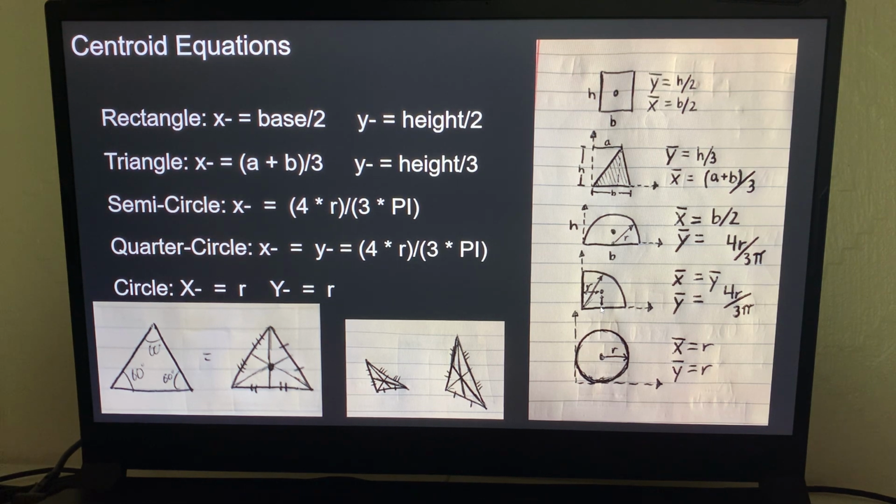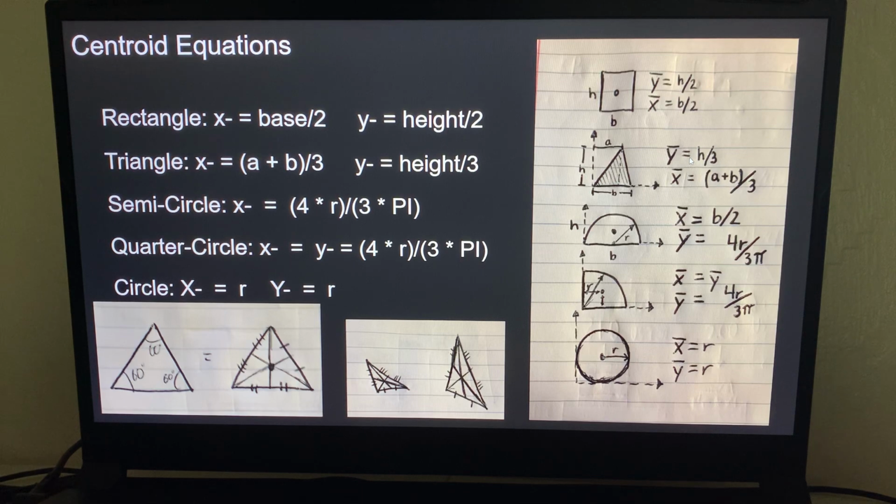Now for a quarter circle, X bar and Y bar equations are the exact same. That would be 4 times the radius divided by 3 pi. Now, this is important because if we look at this not as a quarter circle, but as a right triangle, we can also determine the centroid of that by using this Y bar equation up here for the triangle. So the height divided by 3, and if we wanted to do an X bar of a right triangle, it would be the base divided by 3.